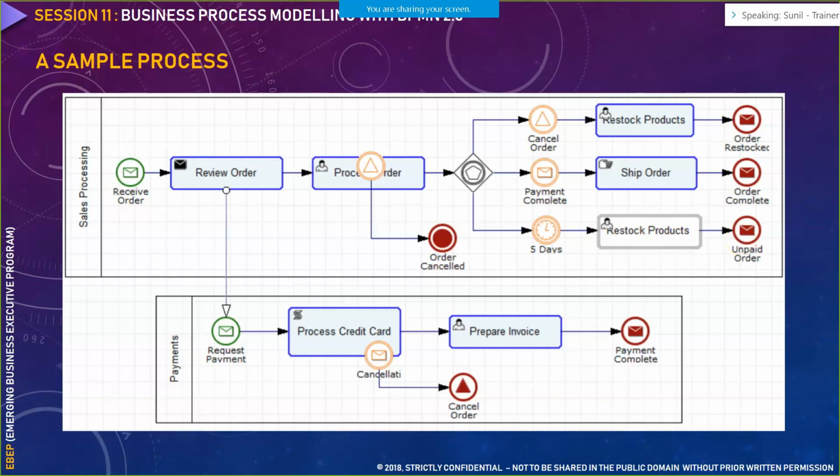So these are the typical scenarios that happen in a sales processing context and a payment context. The only interaction that you see in these two swim lanes is to check whether the payment has been received or not, or the request for a particular payment.